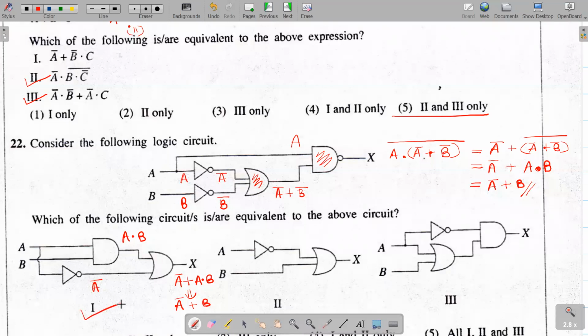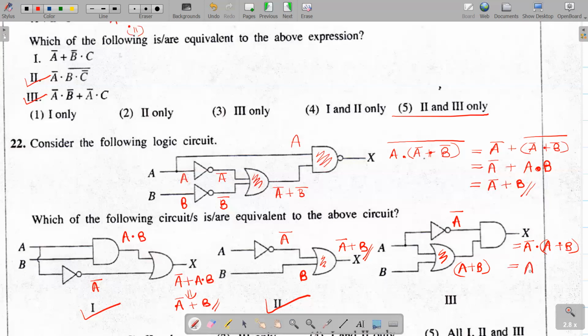First one is matching. So the second one, this gives you A bar, this gives you B, and the output is going to give you A bar plus B, which is the final answer that we are seeking. So the second is also correct. And the third one, this is going to give you an A bar, this is going to give you A plus B, and this X is going to become A bar dot A plus B within brackets.